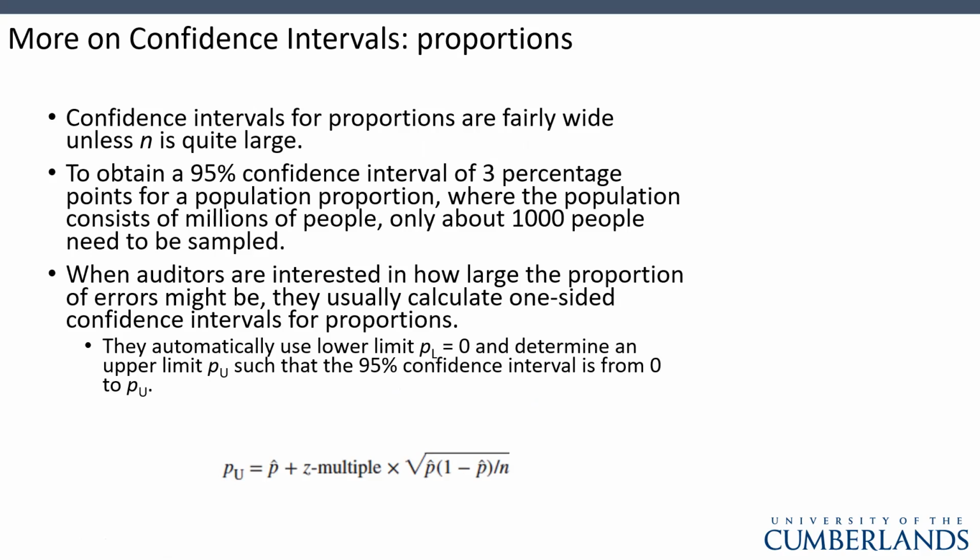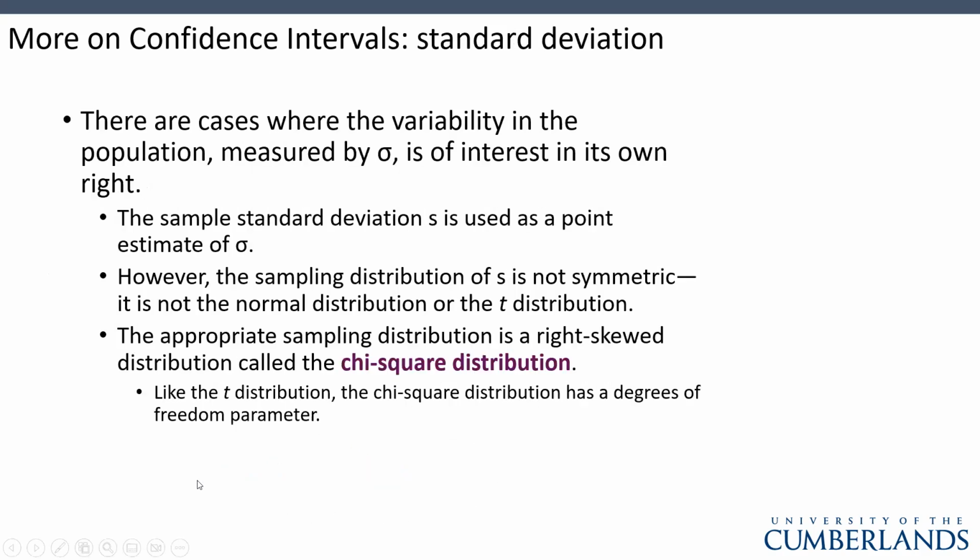When auditors are interested in how large proportions of errors might be, they usually calculate one-sided confidence intervals for the proportions. As you can see, this is an example of it here. And this is just more on confidence intervals. Just make sure that you go over and read all of your slides here.